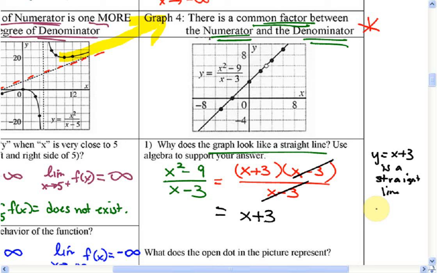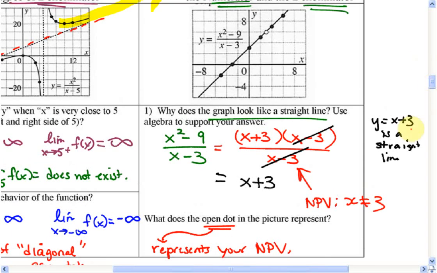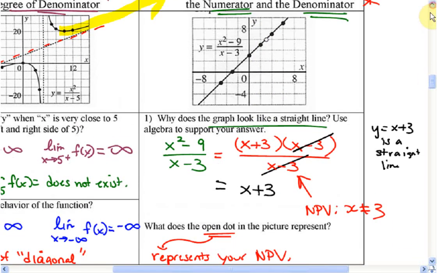Almost. Wait, there's more. Megan said, look, Mr. Lee, there's this open dot here. Why is there an open dot at this particular value? So what does the open dot in the picture represent? Remember, notice here you have an NPV, a not permissible value of 3. So this open dot here represents your NPV. Now, the reason why we use an open dot is it would look weird if I draw an asymptote, because the graph actually doesn't get closer and closer to the asymptote. It's a straight line. So therefore, to show that nothing exists at 3, we just draw in an open dot. And by the way, this value here is 3.